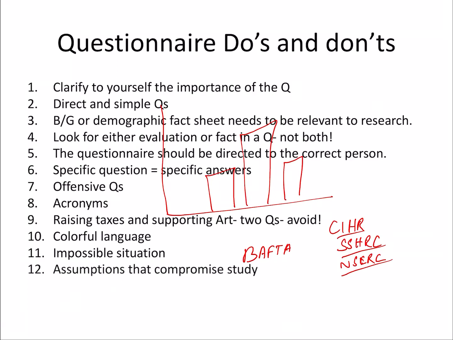Don't make assumptions that compromise the study. So asking children about, say, what job their father does, as part of surveying the children, is making an assumption that every child is in a family with a father and a mother. And those kinds of assumptions compromise studies.